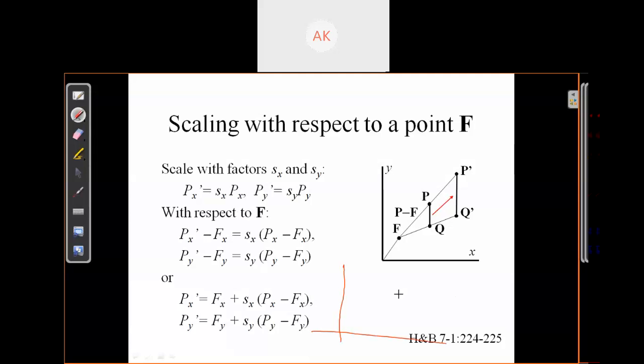Let's see, there is an object. Let's consider this is your object. P1, P2, and P3 are the coordinates. Suppose this point is your fixed point, and xf and yf are its coordinate values. Now you want to scale up or scale down your object with respect to this fixed point. What you will do is apply the formula for this fixed point, and then scale the object up or down.